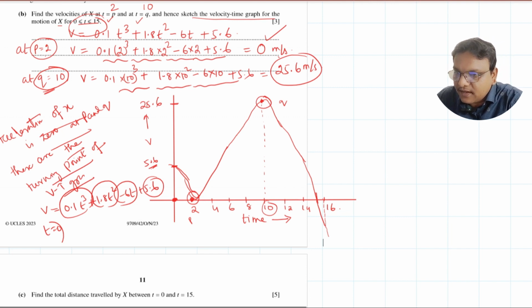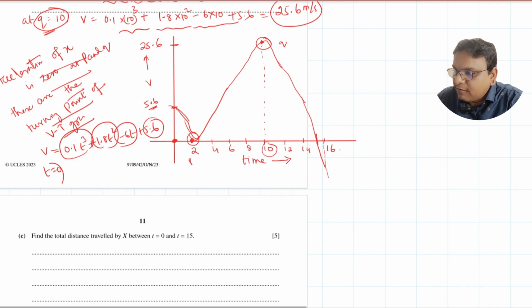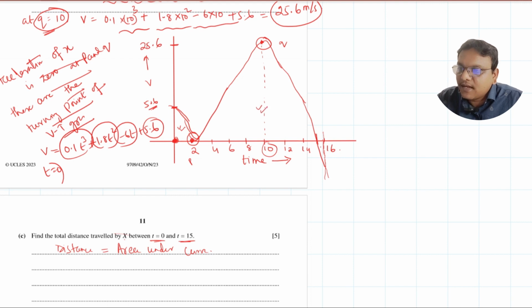The next question is: find the total distance traveled by x from t equal to 0 to t equal to 15. Somehow it is going like this, no? Okay. Now we know the distance is equal to the area under the curve, right? That means we have to find this area, and this area. Now someone will say, sir, why is this negative?